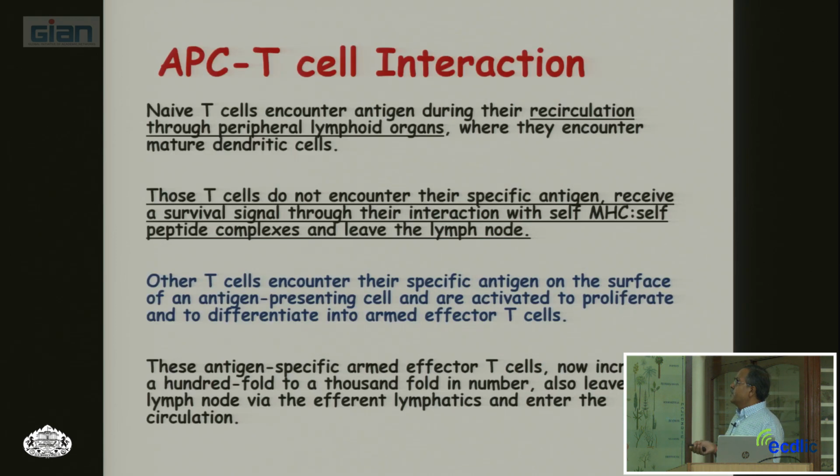So if we summarize what we just showed, naive T cells usually encounter antigens during their circulation as they are going through the secondary lymphoid organ. Those T cells that do not encounter any specific antigen receive a survival signal through their interaction with self-MHC molecule or cell peptide and leave the lymph node. This is a very important point, because you have a very defined number of T cells, a T cell repertoire we call it. So those naive T cells, you don't want them to be eliminated. You want them to be surviving and thriving.